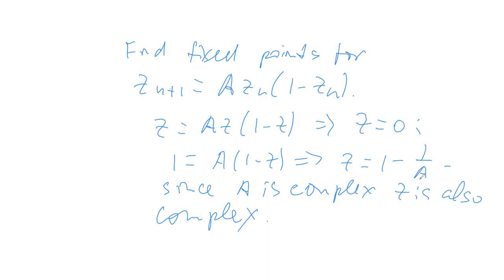If a were real, then we would have what we had in our logistic map. But if a is complex, then generally this is not necessarily so. It could be located anywhere on the complex plane. So this is the first part of the story, and the second is about stability.